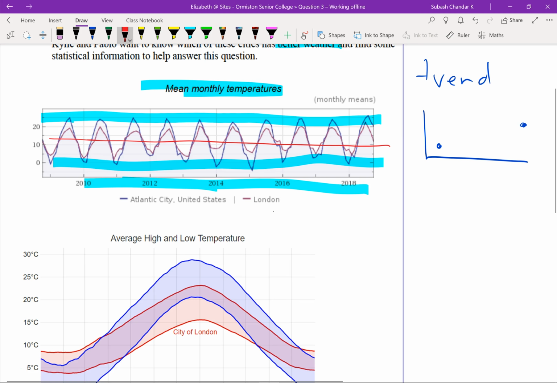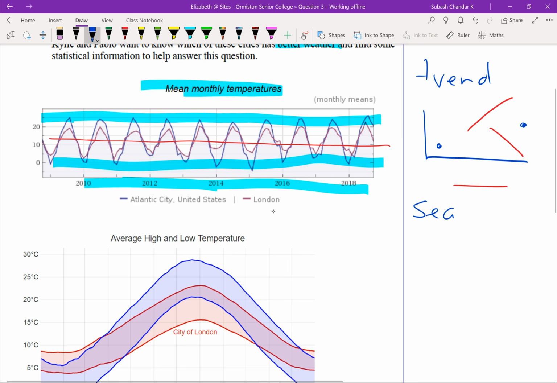Is that trend going up? Is it going down? Is it staying stable? All right. This particular one, from 2009 to 2018, the temperatures look fairly stable to me. Yep. So that's the kind of thing I want to identify for trend. Seasonality is the second pattern I want to identify.